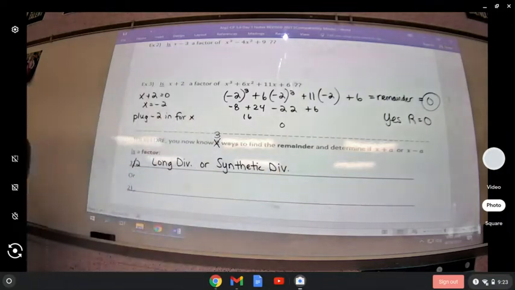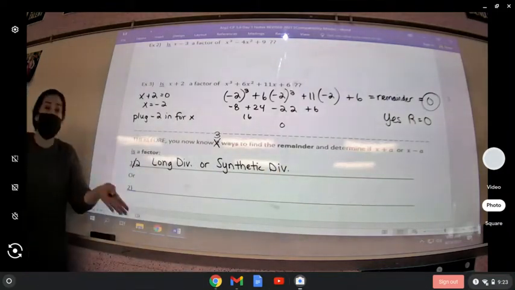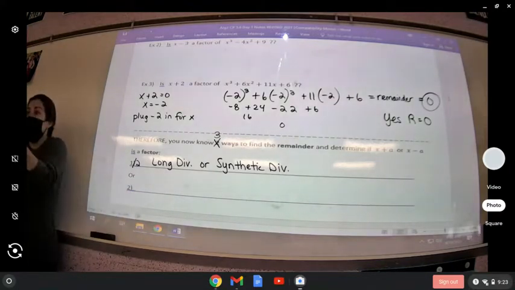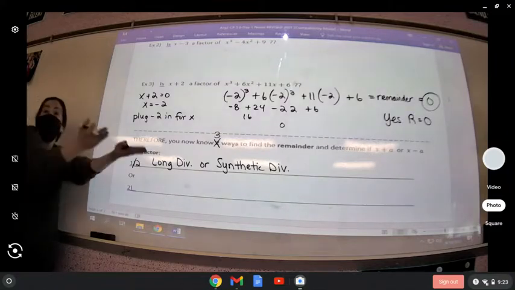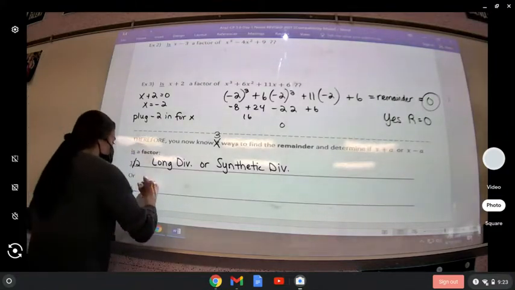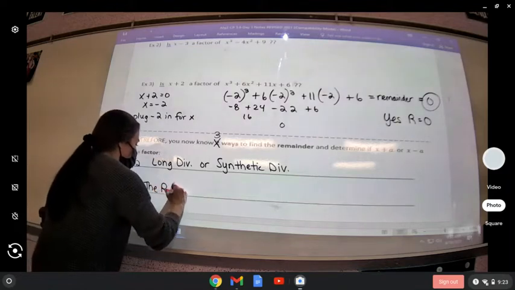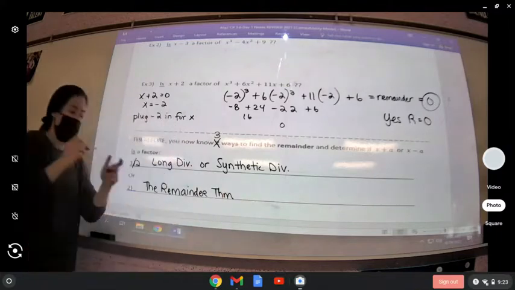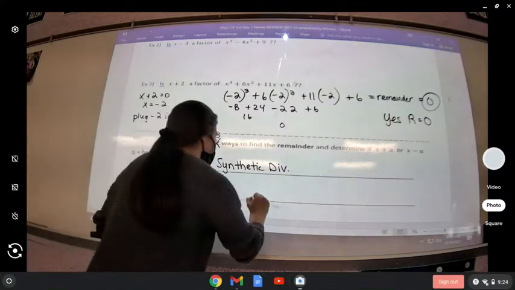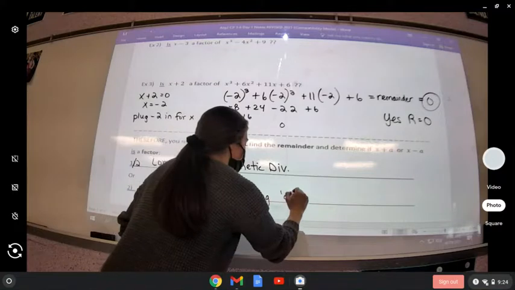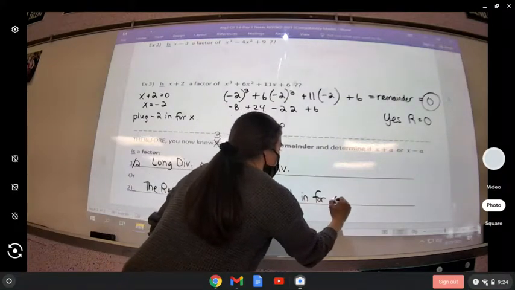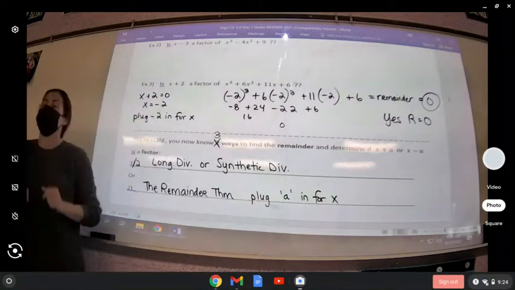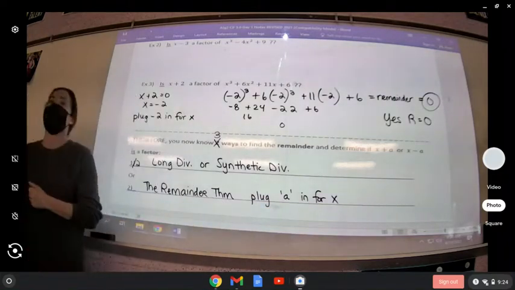All right, now you have a third way to find out if something is a factor and find out if the remainder was 0. Now you have the remainder theorem, which says you can plug this synthetic number in and it'll spit out the remainder. Which again, the remainder theorem just says plug that magic A value, that magic synthetic number in for X, and the remainder will come out.